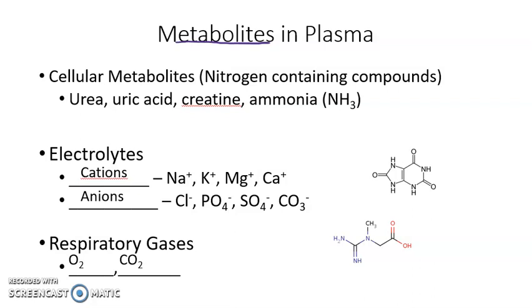So cellular metabolites, especially nitrogen-containing compounds, and this would be from protein synthesis, right? Because proteins have a lot of nitrogen in them. Would be like urea, uric acid, creatine, and ammonia. So these are all relatively, well, in high amounts, they can be pretty toxic compounds that your blood is literally taking away from your cells and getting rid of it.